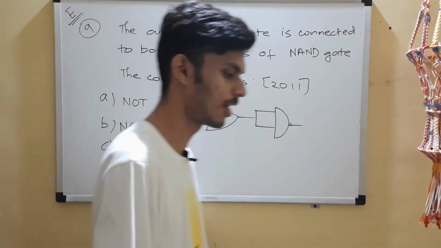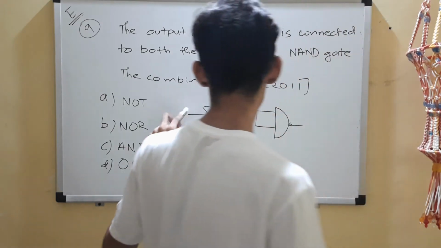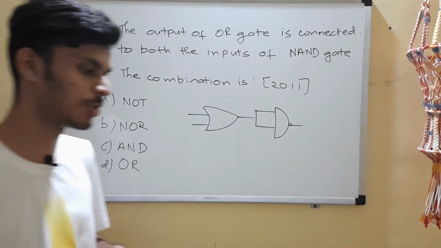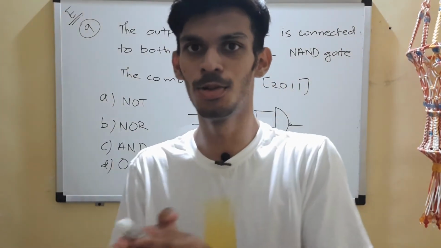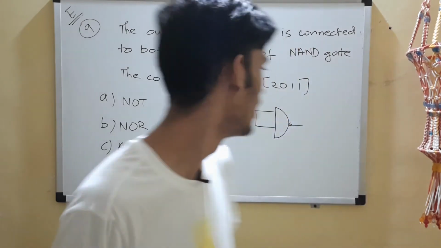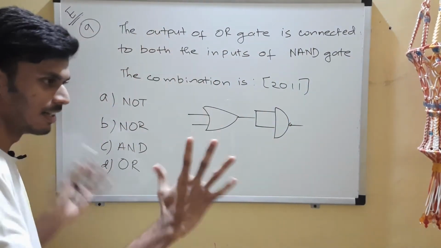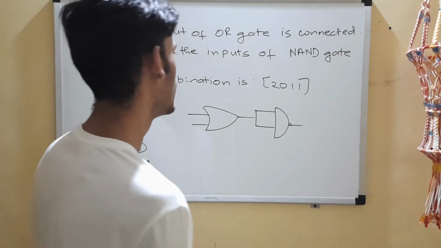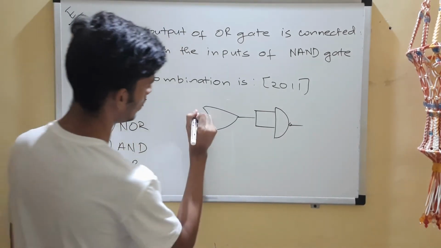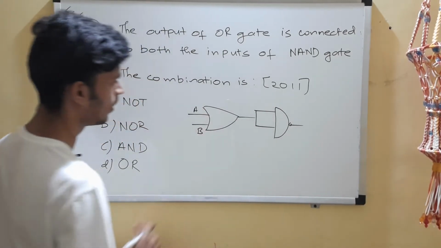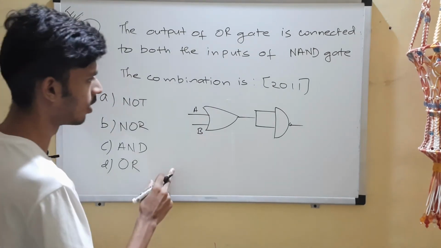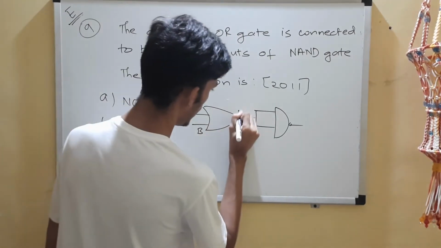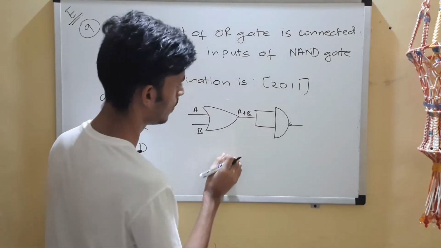One way can be using 0 and 1. You'll just plug in 0 and 1 over here, look at the outputs, then compare with the gates and you'll find the answer. So that is a tedious method. What I'm going to use here is Boolean algebra. So I'll use A and B over here, general. What will the OR gate do? It will just add the inputs. So you'll get A plus B over here.